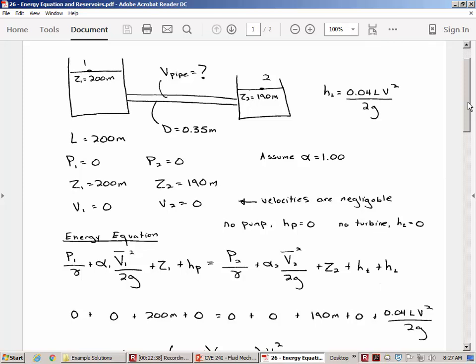The velocity in the reservoir. It's a really big reservoir, and the water level's coming down, but it's coming down so slowly, like 1 millimeter per hour, that you can neglect it, because if you put that into the velocity head term, it's going to be so small.